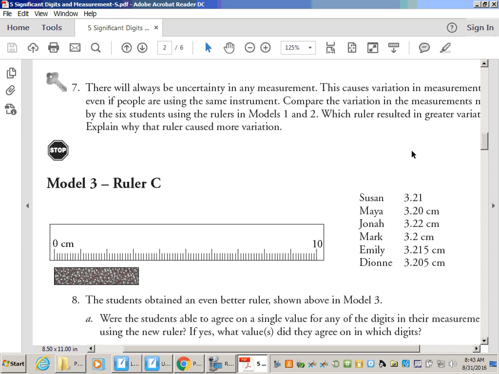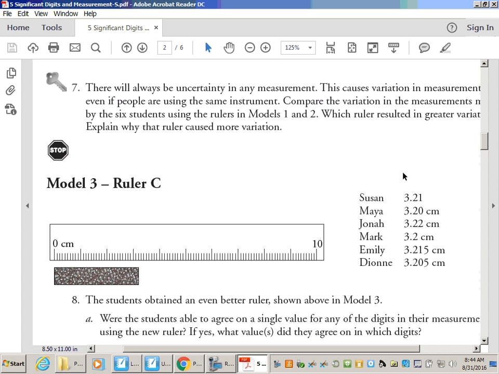Down to question 7. There will always be uncertainty in measurement. This causes variation in measurement, even if people are using the same exact instrument, meaning like a ruler. Compare the variation in measurements of the 6 people. Which ruler resulted in greater variation? So of rulers 1 and 2, which ruler resulted in greater variation? Greater variation, meaning less consistency.